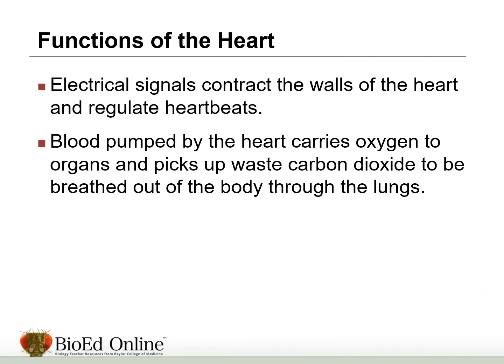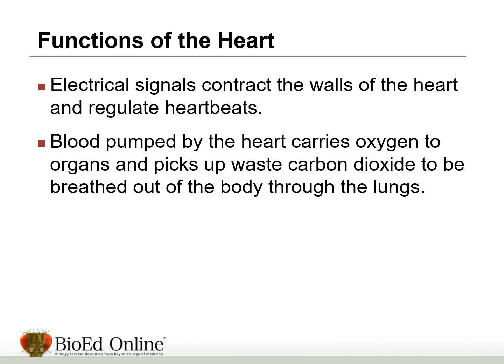And last, the functions of the heart. We all know that the heart pumps blood, right? That's one of the main purposes. But there's more, because electrical signals contract the walls of the heart and regulate heartbeats. And everyone knows the blood pumped by the heart carries oxygen to organs and picks up waste carbon dioxide to be breathed out of the body through the lungs. So the heart allows us to breathe CO2 out of our body, right? Because during respiration we breathe in O2 and breathe out CO2.